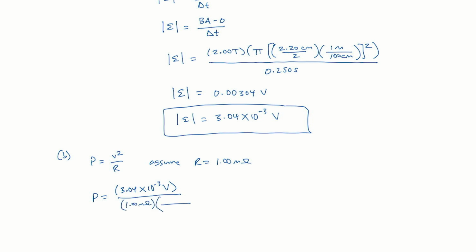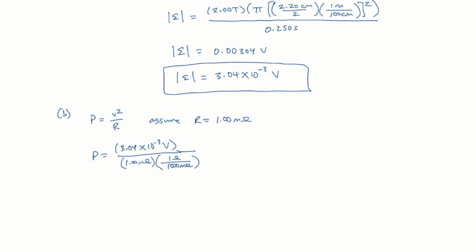which we need to convert to ohms. And in 1 ohm, there's 1,000 milliohms. Okay, so I found a power of 9.24 times 10 to the minus 3 watts.